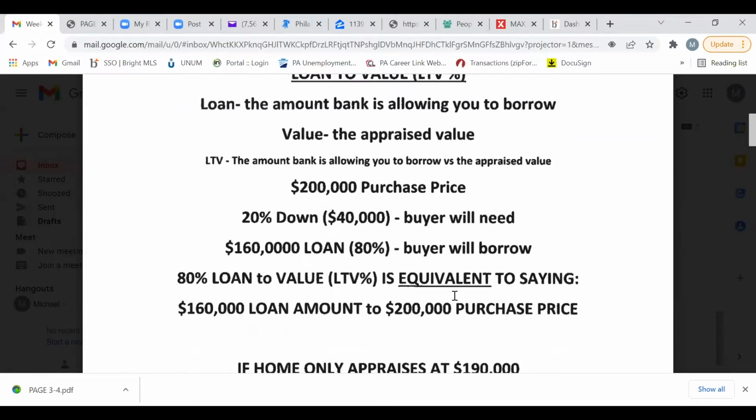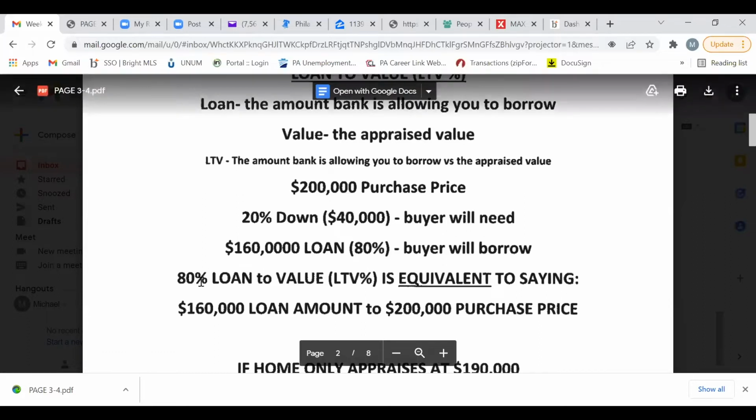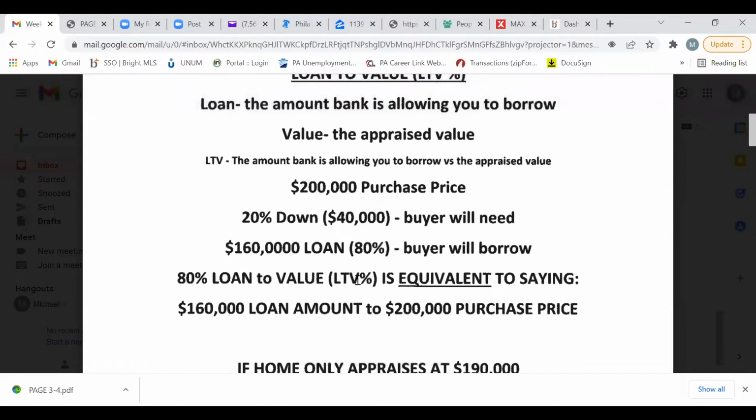So let's say you have a $200,000 purchase price, and you have a 20% conventional. So you need 20% down. That's $40,000 the buyer will need to bring. The loan amount is $160,000, right? So 160 plus 40 equals 200. The loan amount is 80%. The buyer will borrow 80%, so 80% is the loan to value. And it's equivalent to saying $160,000 loan amount to $200,000 purchase price.